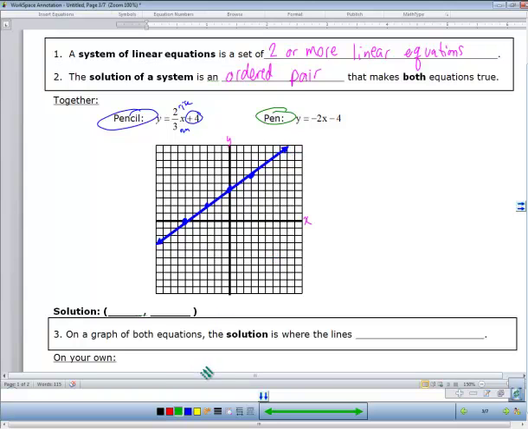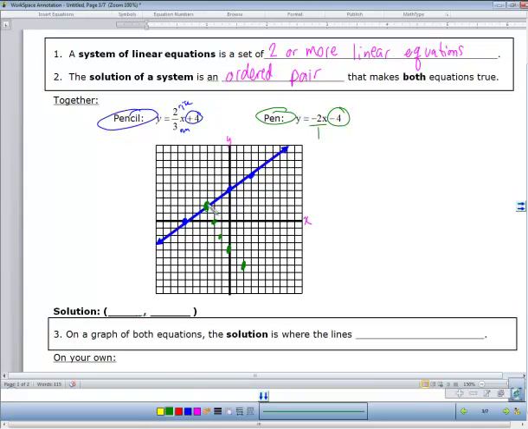Okay, so now I've got green. I'm going to do my green line over here. Got y equals negative 2x minus 4. So my y-intercept is negative 4. So 1, 2, 3, 4. And plot that point. And then my slope is negative 2 over 1. So if I go down 2 over 1, I'm going to go in the other direction, up 2 over 1, up 2 over 1, up 2 over 1.